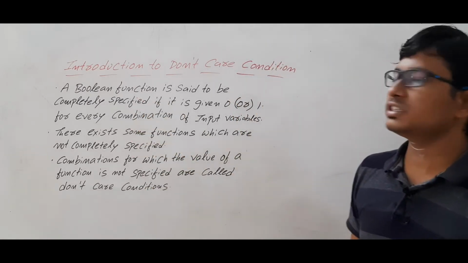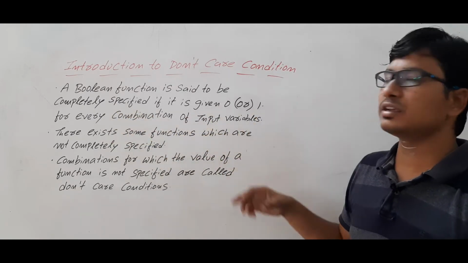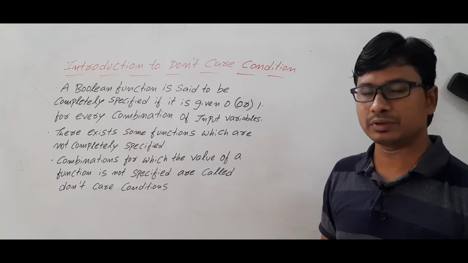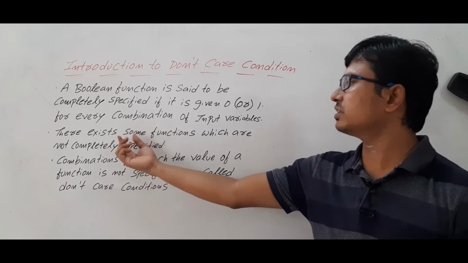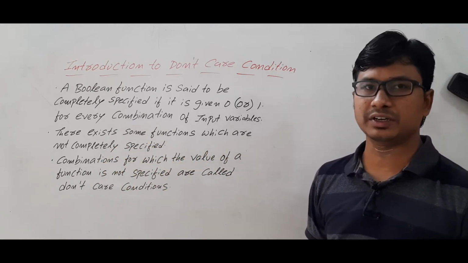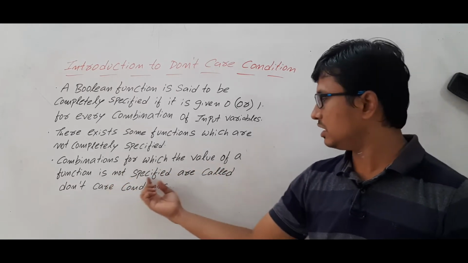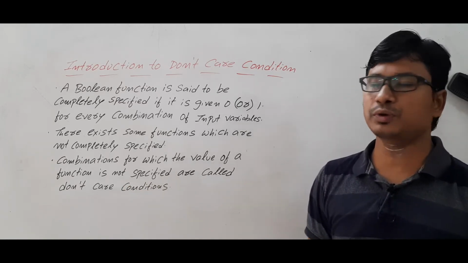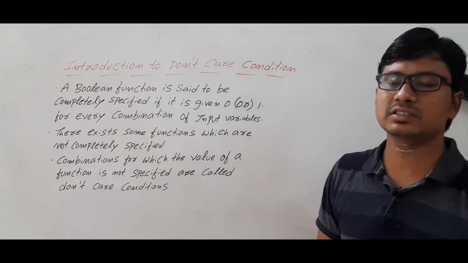A Boolean function is said to be completely specified if it is given 0 or 1 for every combination of input variables. There exist some functions which are not completely specified. Combinations for which the value of a function is not specified are called don't care conditions. I hope you have not understood anything from these statements. Let me discuss in detail.